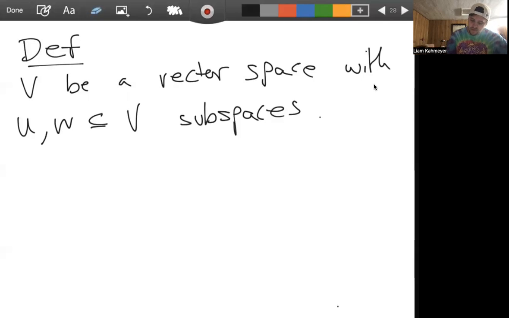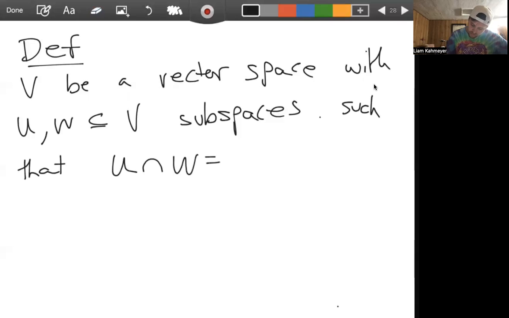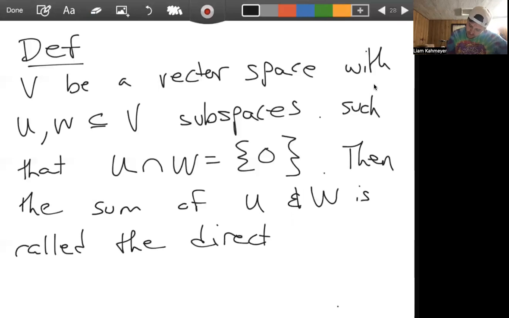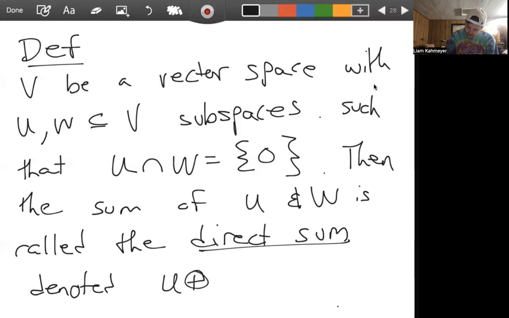Let's say that these are two subspaces, and let's not assume, I don't like that language. Let's say U and W are two subspaces such that U intersect W is just the origin. Then the sum of U and W is called the direct sum, and we write it denoted as U direct sum W. So you circle the plus here, right? This is the direct sum.